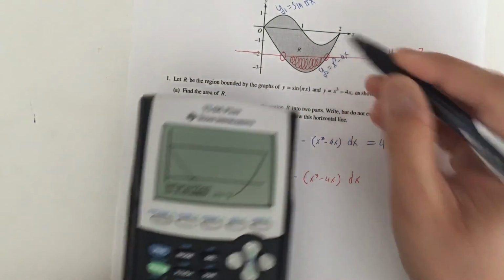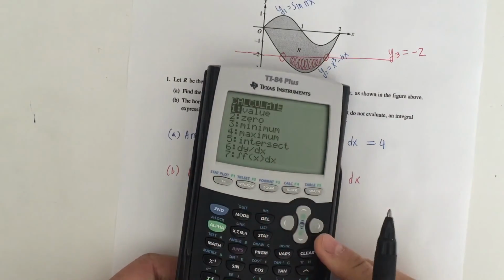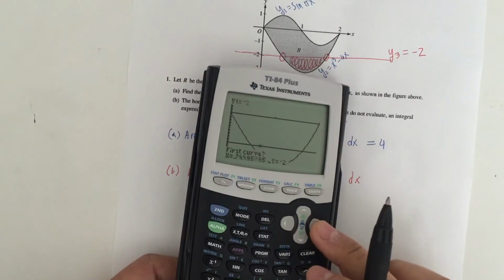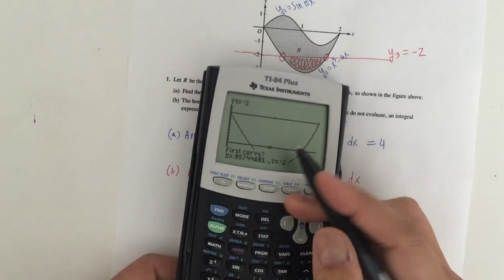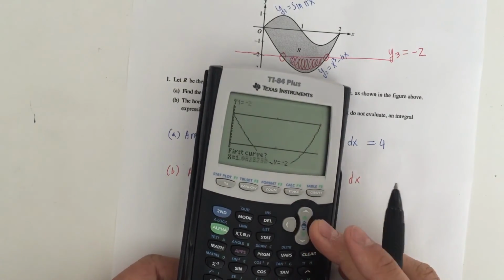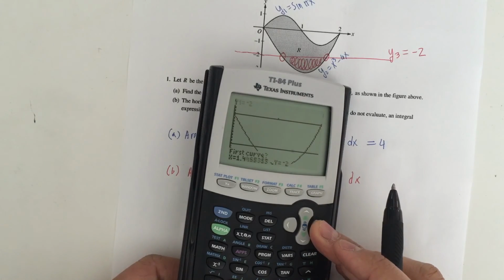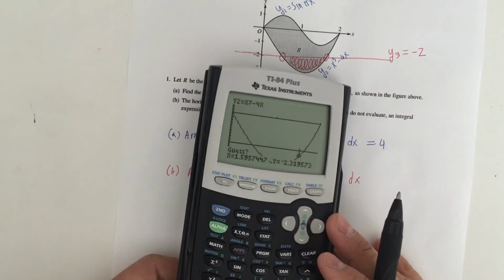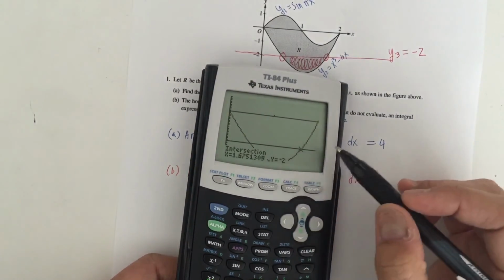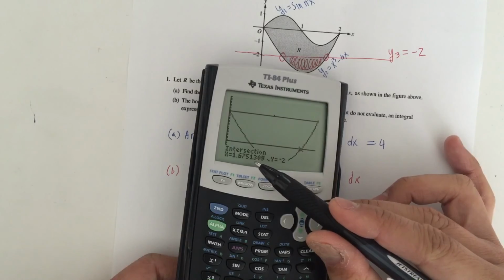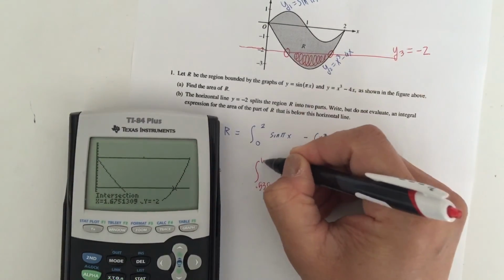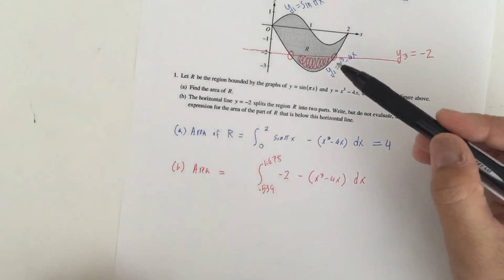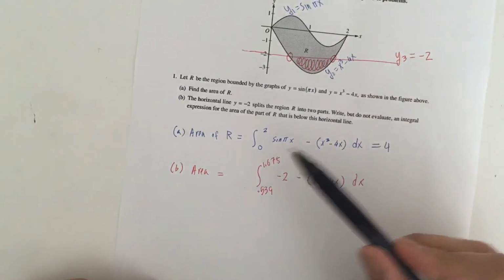Now, what about the other intersection? So we do it again. Second, calculate, intersection. And then you move the cursor over to as close to that other intersection as you possibly can. Hit enter again, and you get an intersection of 1.675. So 1.675. This is the integral that represents the area of this region, which is the region in question.